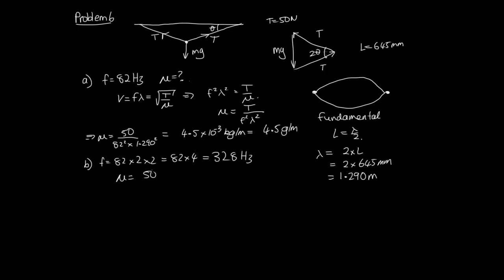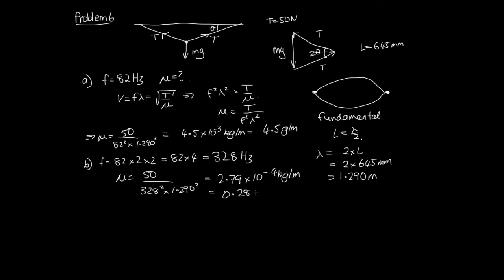So we've got that mu here is 50 divided by the frequency squared, which is 328 squared, and times the wavelength squared, 1.290 squared. Solving this one on the calculator, we end up with 2.79 times 10 to the minus 4 kilograms per meter. And we should just give it to 2 significant figures because we only know the tension to 2 significant figures.